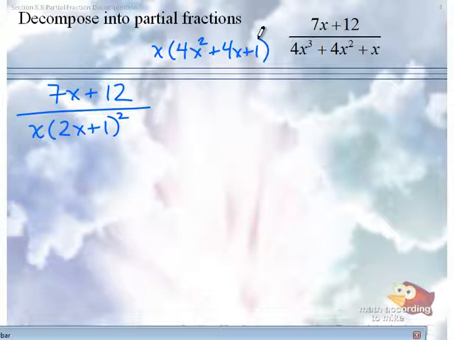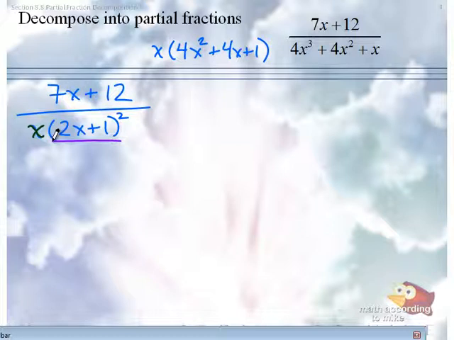So the reason this is a combination of cases 1 and 2 is because this factor is linear, multiplicity of 1. This factor is linear, multiplicity of 2. That is your combination of cases 1 and 2. The multiplicity dictates the number of fractions we need.